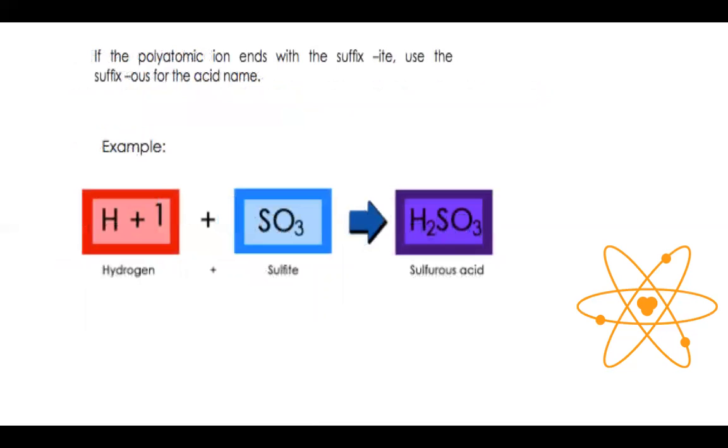Next, if the polyatomic ion ends with the suffix ITE, kung ang polyatomic daw nag-end ng suffix ITE, use the suffix OUS for the acid name. So you have hydrogen plus sulfite. Since sulfite, SO3, ends with ITE, you have to change the suffix to OUS, followed by the word acid. So it becomes sulfurous acid.